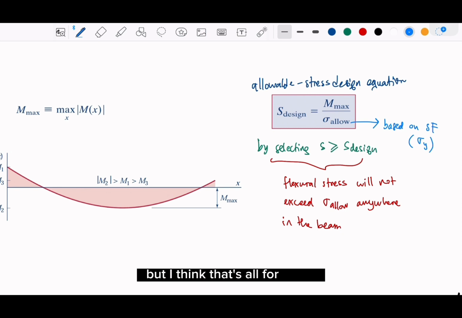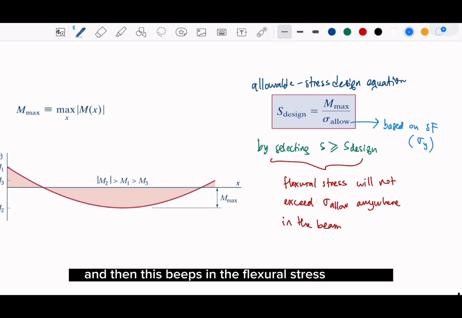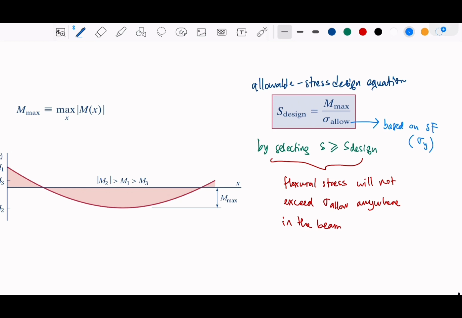But I think that's all for today. Before I end, is there any question? Any question from the previous part? No. Okay, so your final exam will be torsion, the shear moment diagram and beams, and the flexural stress. So three chapters. Okay.